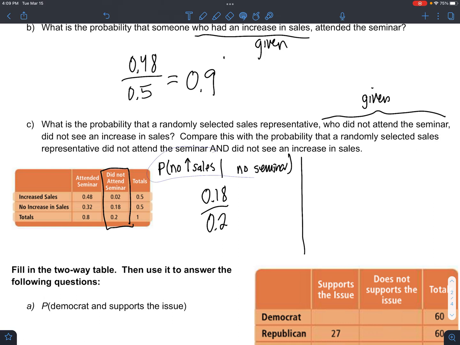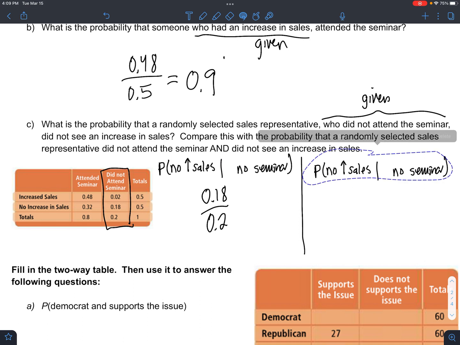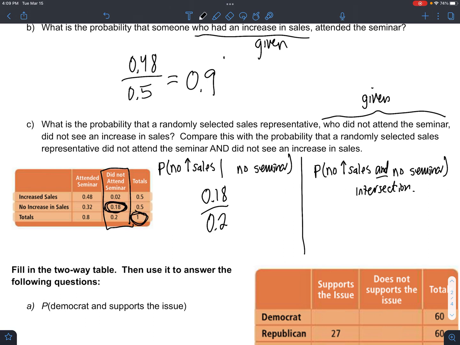This is a lot different than asking this, because this is not given any information, right? This is just saying, hey, what's the probability of this and this? This is looking for an intersection. And there's no circling of columns at all. We're just looking at no sales increase, no seminar, which puts us right here out of everyone. So basically 18%.